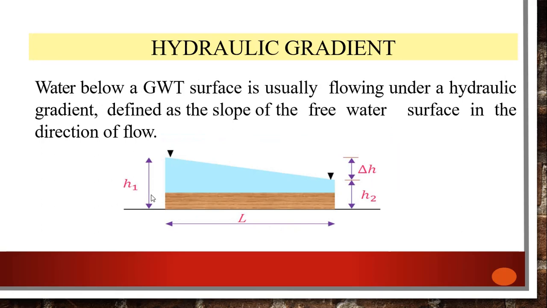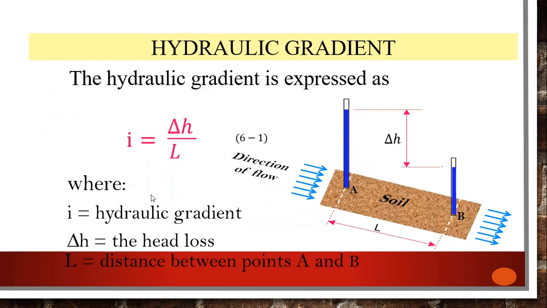So the next topic is hydraulic gradient, which plays a very important role in permeability. Water below the groundwater table surface is usually flowing under a hydraulic gradient, defined as the slope of the free water surface in the direction of flow. The hydraulic gradient is expressed as i. What is hydraulic gradient?